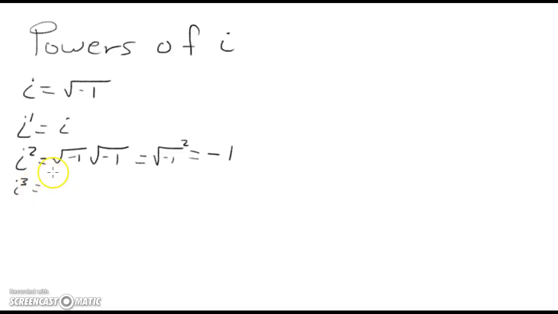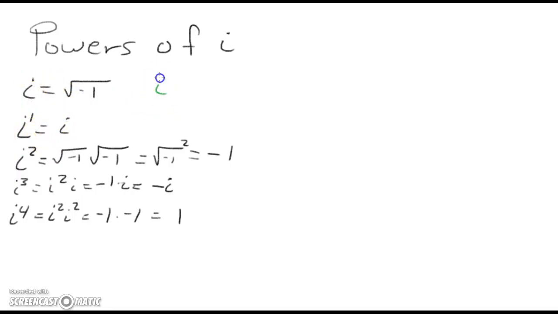If we have i cubed, it becomes i squared times i. Well, we know that i squared is -1. -1 times i is simply -i. If we have i to the fourth power, then we have i squared times i squared, which is -1 times -1, which is +1.